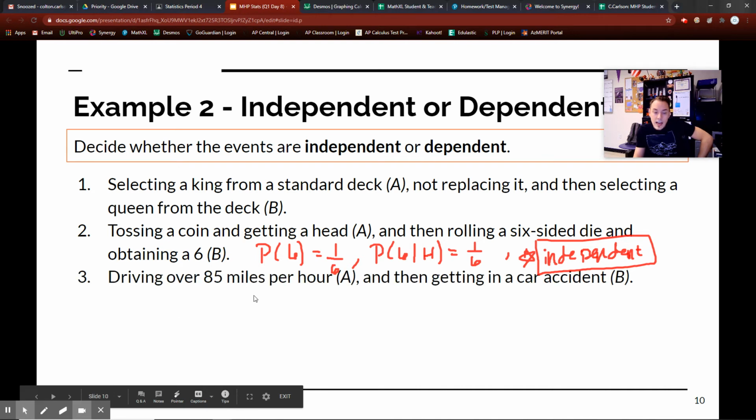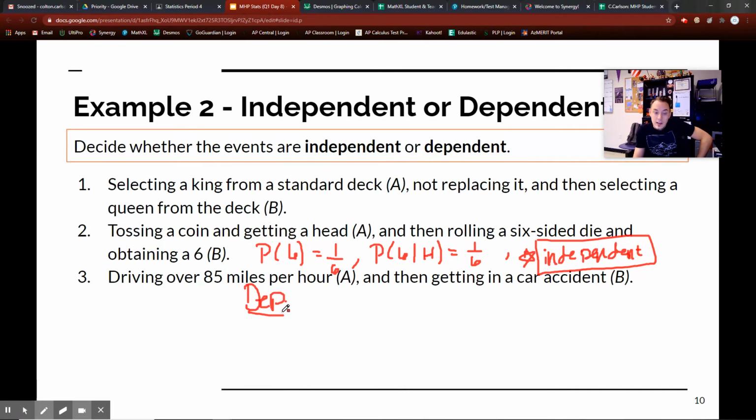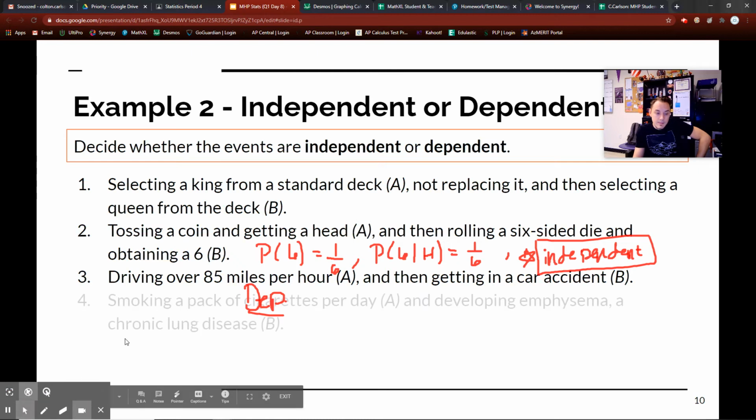What about driving 85 miles per hour and then getting in a car accident? Is that dependent or independent? You should all say that that is dependent. Yes, because if I drive really fast, the likelihood of me getting into a car accident is very high.